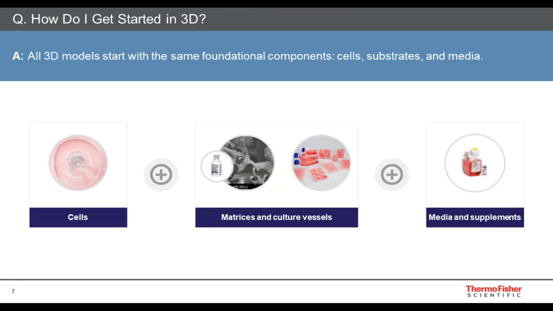The good news is that all 3D cell models start with the same foundational pieces that all cell culture models start with. That is, they require cells, they require some sort of vessel or substrate to grow on or in, and they all require some cocktail of media and/or supplements and growth factors or the like in order to grow and proliferate or potentially differentiate and form these different tissue-specific organoid models.